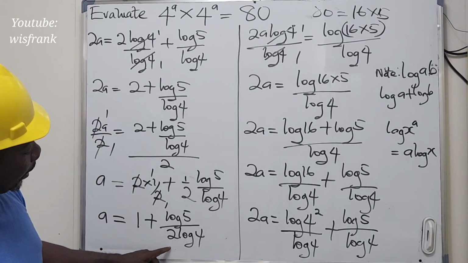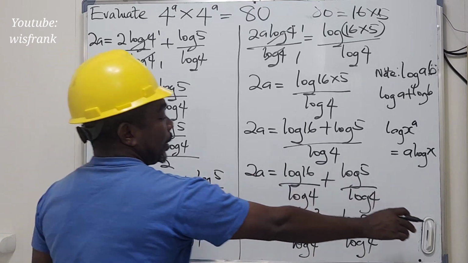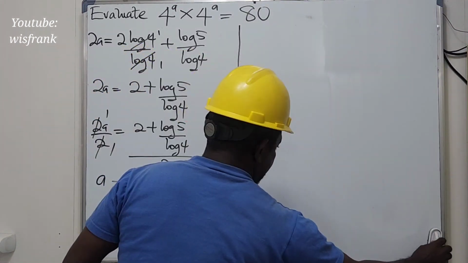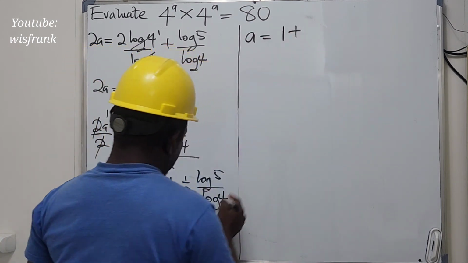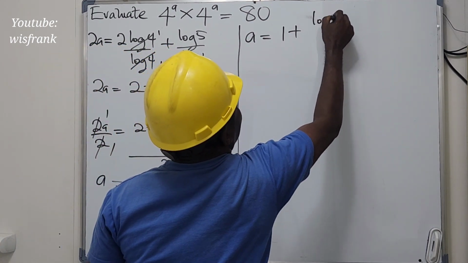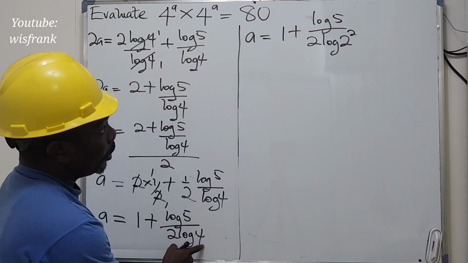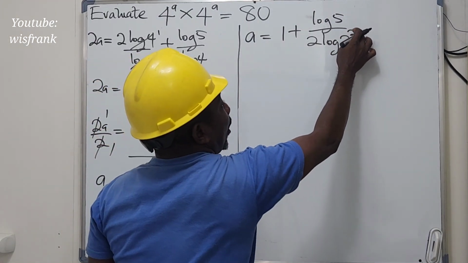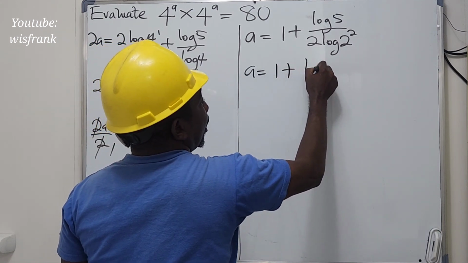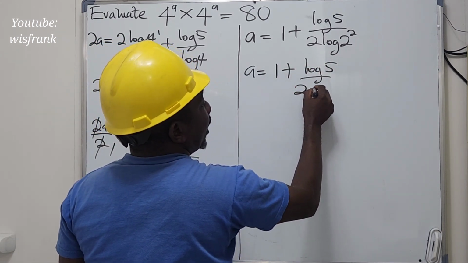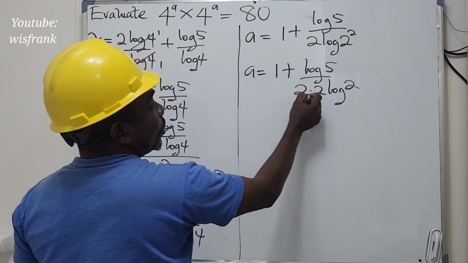So in this case, we know that 4 is 2 to the power of 2. So we can evaluate that. Before we do that, we need to clean this. So here, a equals 1 plus, this remains log 5 all over 2 log 2 to the power of 2 because of this 4. So we said before, the power of 2 will come to the front. So we have a equals 1 plus log 5 all over 2 times 2, and then we have log 2. So in this case, 2 times 2 is 4.